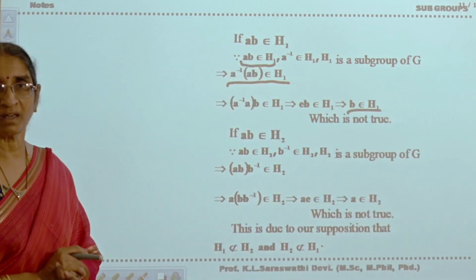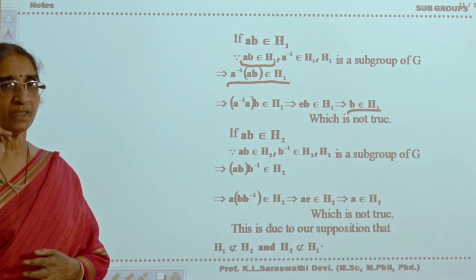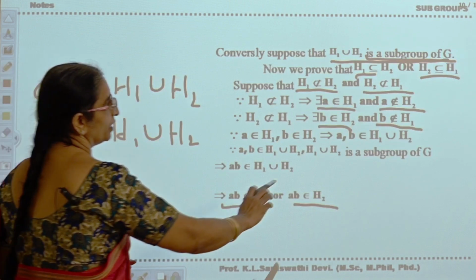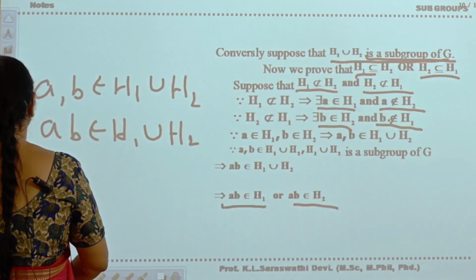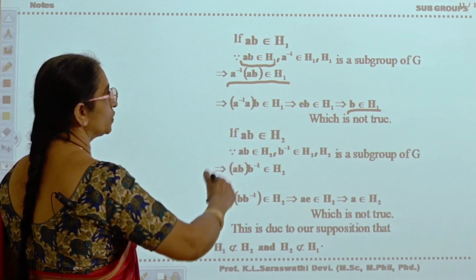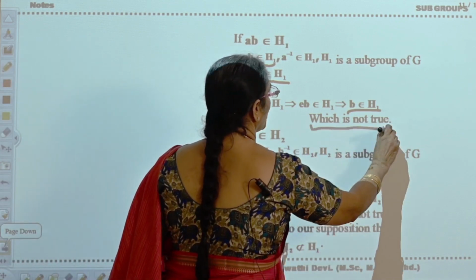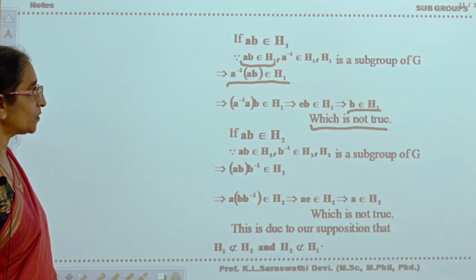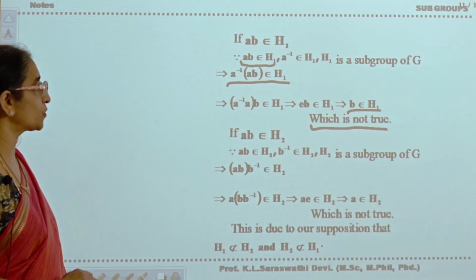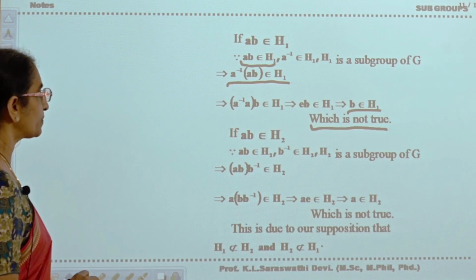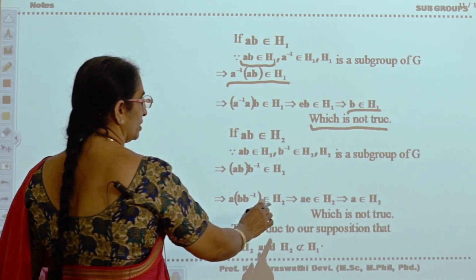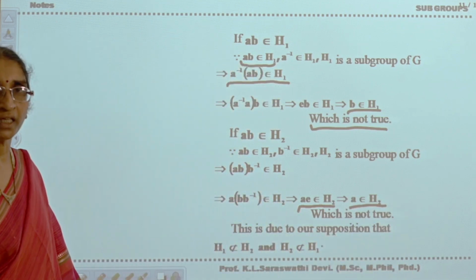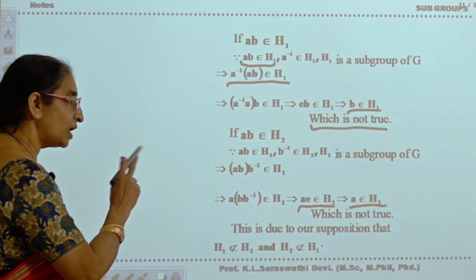But where is B? B is not in H1, B is in H2 from the hypothesis. You have taken the hypothesis here. B does not belong to H1. But what did you get? B belongs to H1. It is not true. Now second case, AB belongs to H2. Now AB belongs to H2 and B inverse belongs to H2. So AB B inverse belongs to H2. You will get AE belongs to H2, which implies A belongs to H2. But A is not in H2, A is in H1. It is also not true.